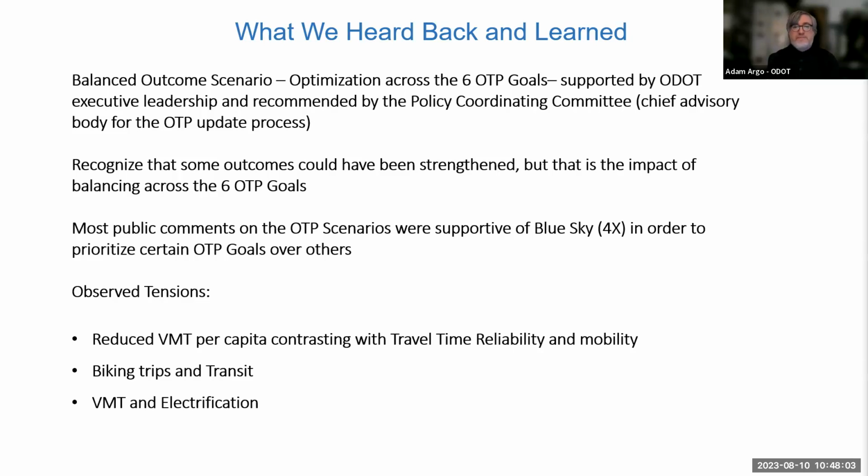and we needed to daylight those co-benefits and really show how things are intersectional across those goals. And yes, most public comments on the scenarios, and we had a public comment period from March to mid-May of this year on the draft Oregon Transportation Plan, were supportive of our blue sky scenario, that 4 times amount user fee that Jonathan talked us through. And yes, there were tensions observed in the feedback, and I can't get into too much detail here with time, but definitely we saw that reducing VMT per capita as a goal has a contrast on measures of travel time reliability and other performance measures around mobility, for example. Jonathan, next slide.